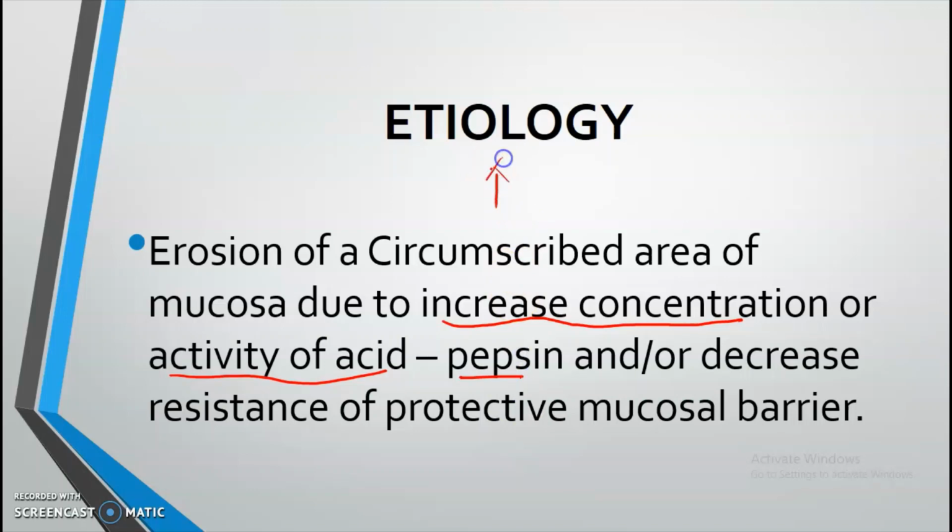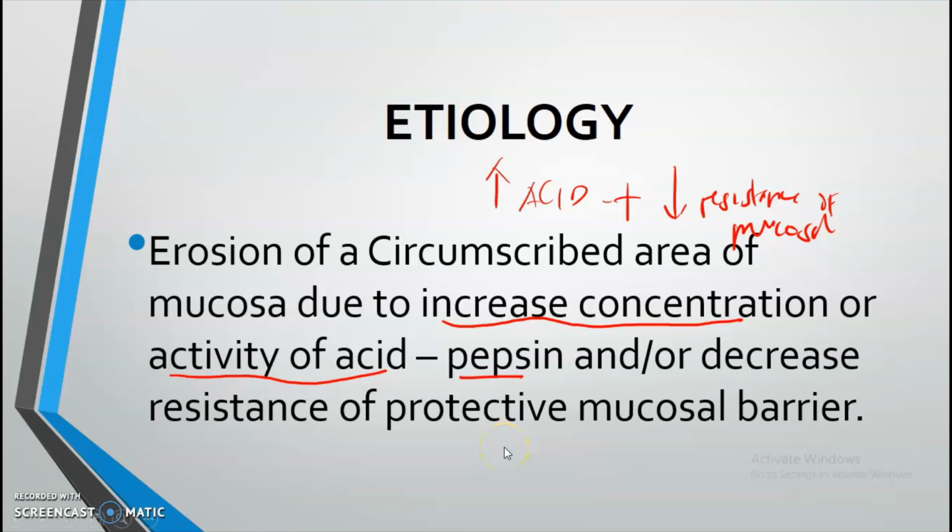Okay, there is an increased acid concentration in our stomach plus decreased resistance of the mucosal lining. And when we talk about acid, we are referring to the pepsin and other acids such as your hydrochloric acid. So that is the etiology of how peptic ulcer disease occurs.